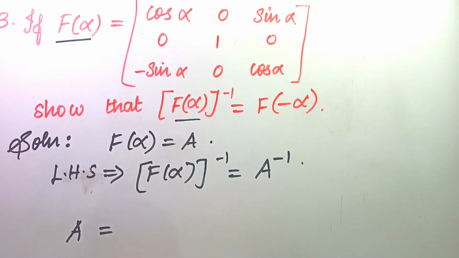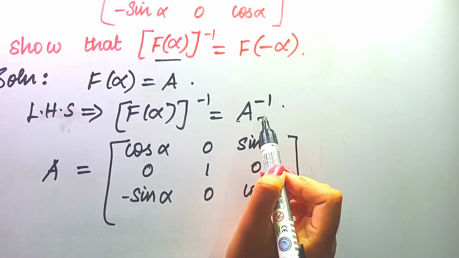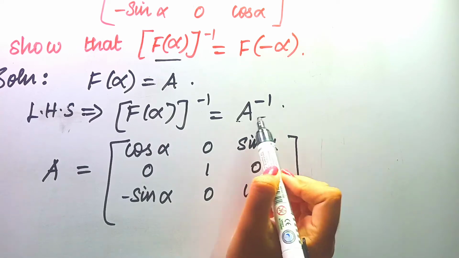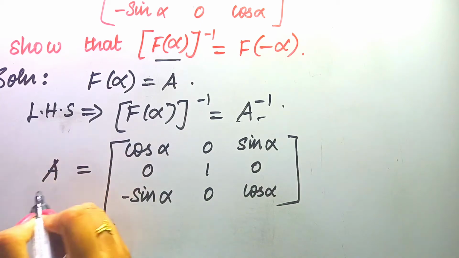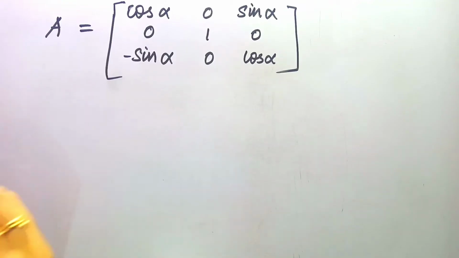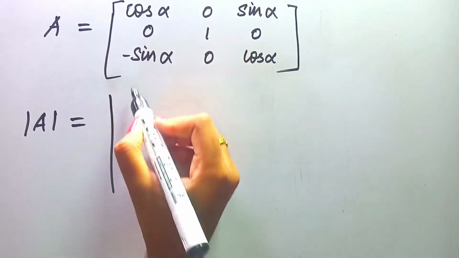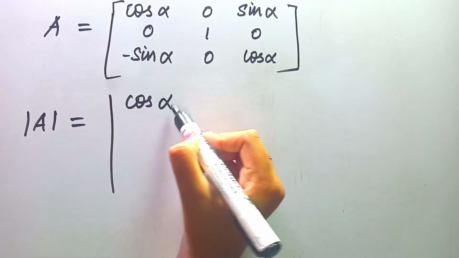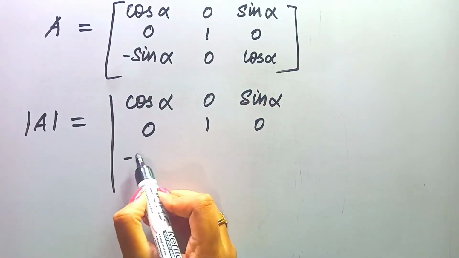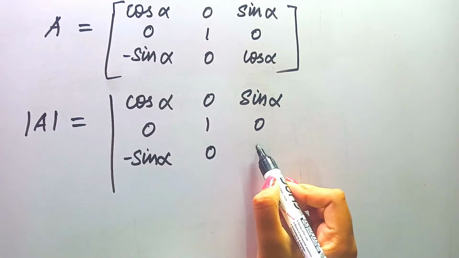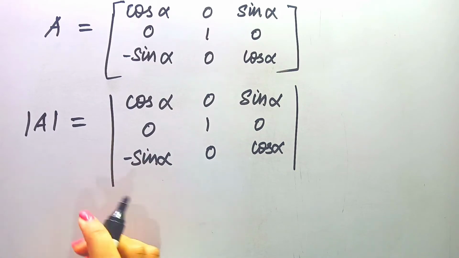So A will be equal to our matrix. We have to find A inverse. For that, first you have to find whether A inverse exists or not. For that, first you have to check by finding the determinant of A. So determinant of A is equal to, we substitute the value of A inside the determinant: cos alpha 0 sin alpha, 0 1 0, minus sin alpha 0 cos alpha. So this is how you substitute it, and after that you have to calculate.